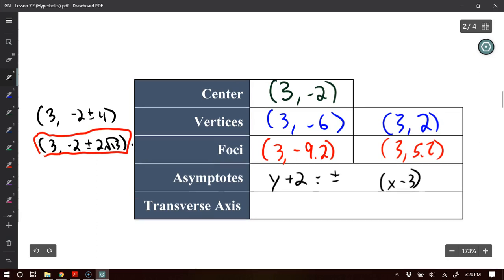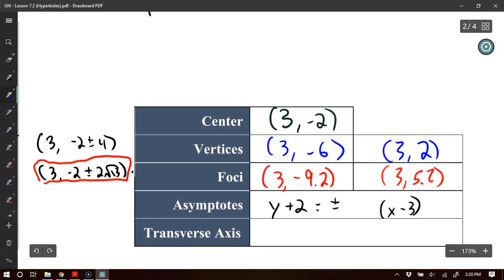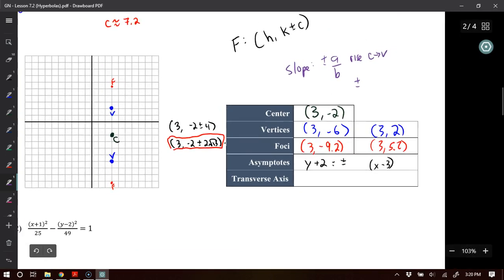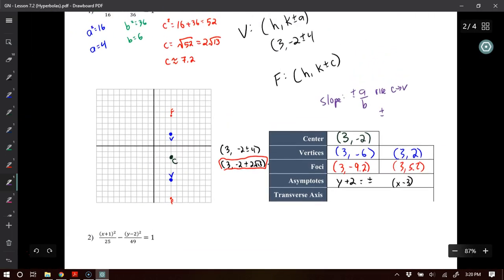Now you can use the formula and see the slope is going to be plus or minus a over b, if you look at the formula sheet. That also means, remember, a is on top, so you're rising from the center to the vertex. That should make sense. My a value, if I scroll out, was 4. My b value was 6. Always simplify your fractions, so that's 2/3. So there is the asymptote.